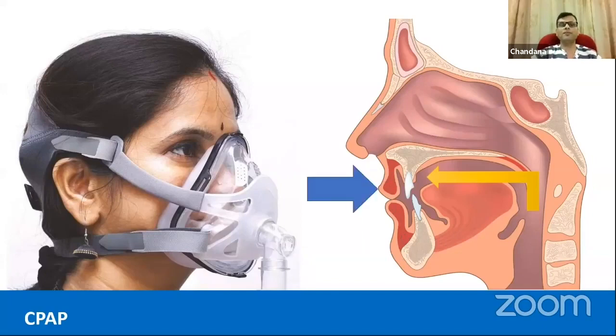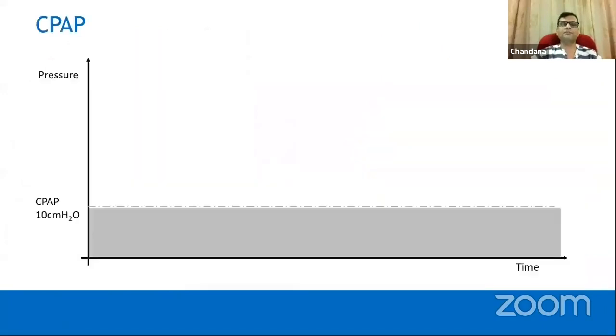If you look at the pressure tracing in a CPAP device, in this chart I have mentioned pressure on the y-axis and time on the x-axis. It basically maintains a constant pressure. In this example, I have shown a CPAP, or continuous positive airway pressure, of 10 centimeters of water, which is a fairly moderate kind of pressure.